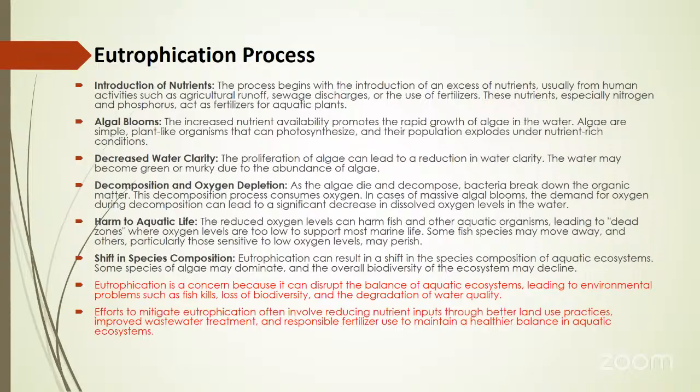The aesthetics of the water is poor. Nobody wants to see it. Nobody wants to stay around there. Efforts to mitigate or reduce eutrophication often involve reducing nutrient inputs. We have to stop using fertilizers. That is why people are resorting to organic and green practices now. Because when you apply fertilizer, as soon as it rains, the flood will wash everything back into the river. So there must be proper land use practice, improved waste management and treatment, not just dumping it into the water body, and responsible fertilizer use to maintain a healthier balance in aquatic ecosystems.